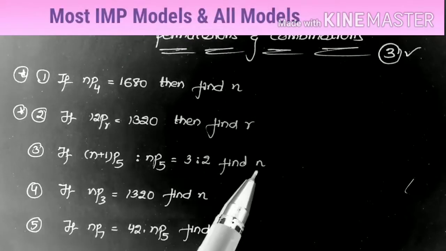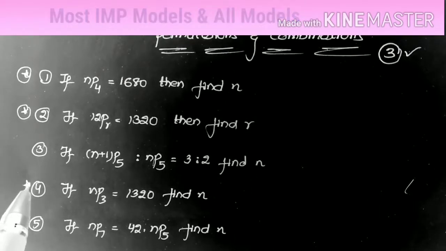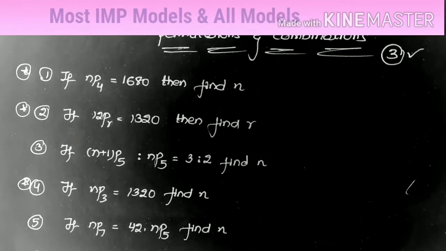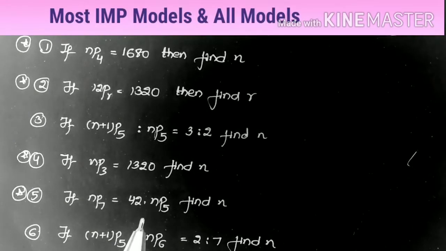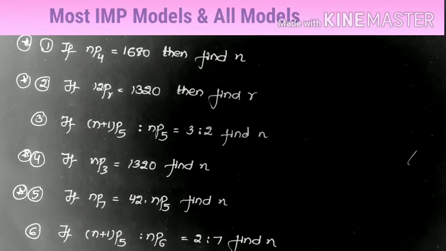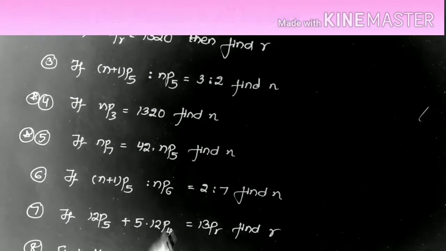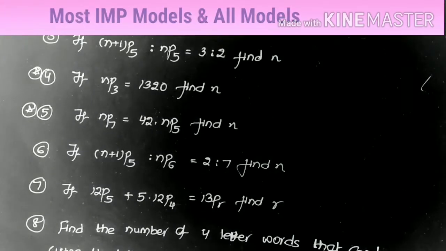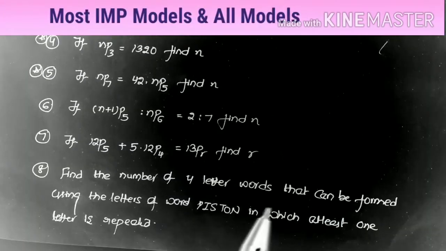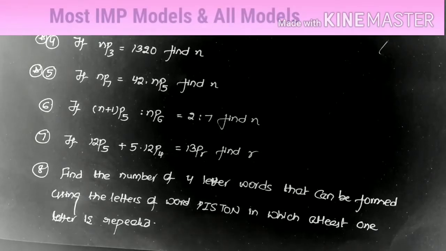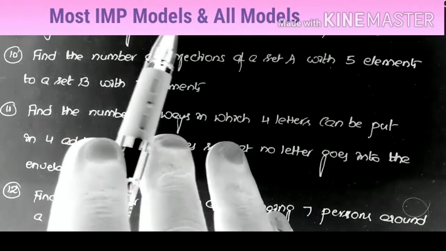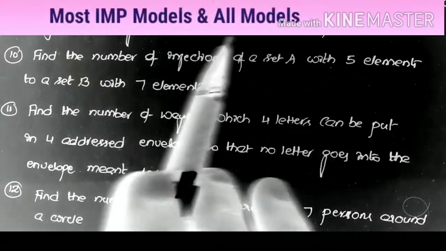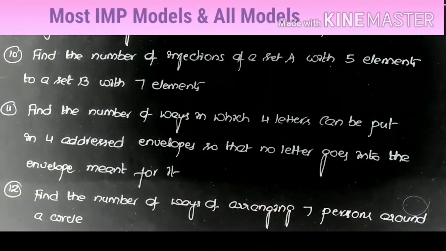Next one, what is n value? Next one, the most important problem nP3 is equal to 1320. The most important problem nP7 is equal to 42 into nP5, then what is value of n? Next one, what is n value? Next one, what is r value? Next one, find the number of 4-letter words that can be formed using the letters of the word piston in which at least one letter is repeated. Next one, the number of 6, 7-letter palindromes which are formed by using the letters of the word.